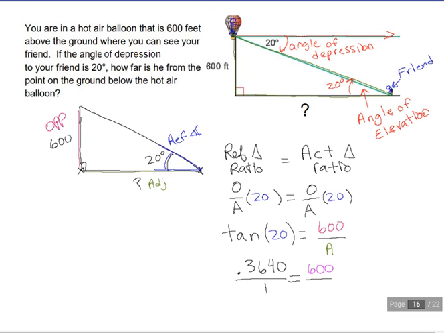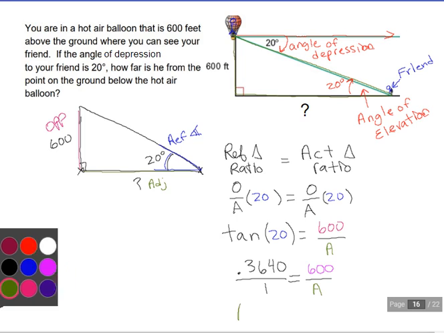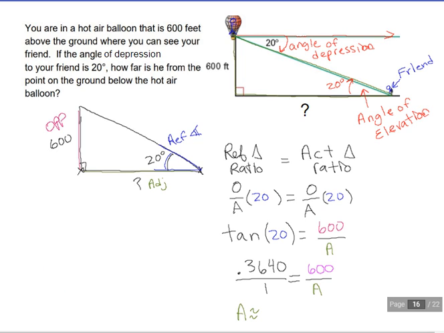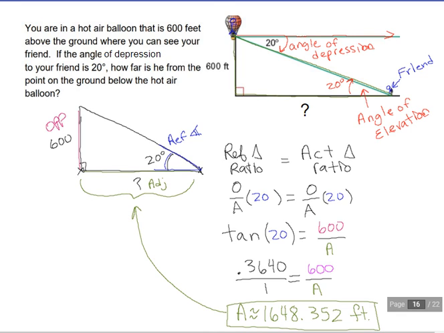Okay, so I have 0.3640 over 1 is equal to 600 over A. And so I'll cross multiply and solve this bad boy out. And so my A value, the distance between where my friend is on the ground to where I am, or you are, excuse me, in the hot air balloon along the ground laterally, is 1648.352 feet. Okay, and so that means this distance is going to be 1648.352. In my original drawing, that's how much it is.